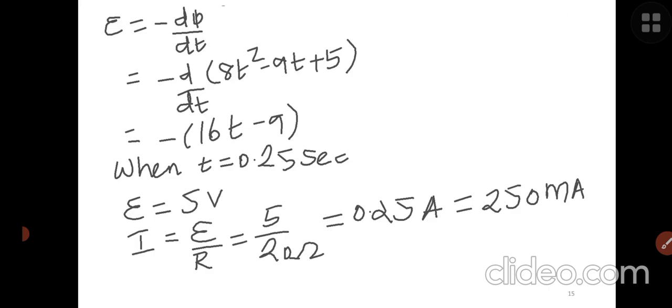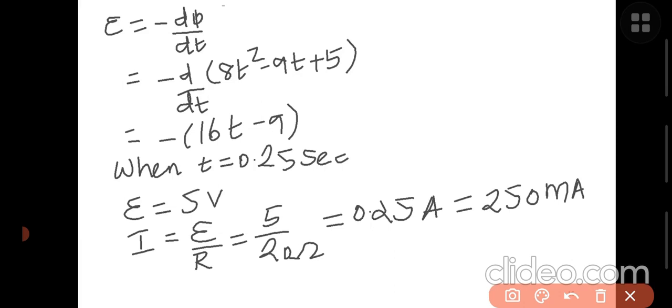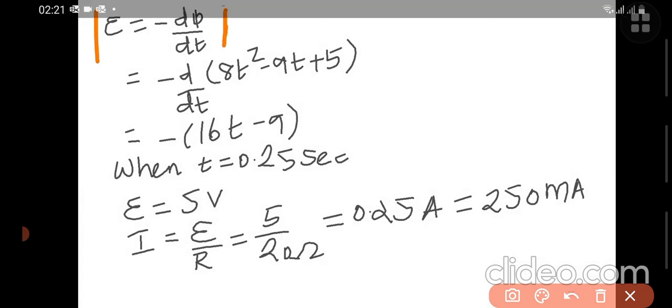According to Faraday's law of electromagnetic induction, induced EMF is equal to minus d phi by dt. The EMF opposes the rate of change of flux. That is the main physical meaning of this equation.